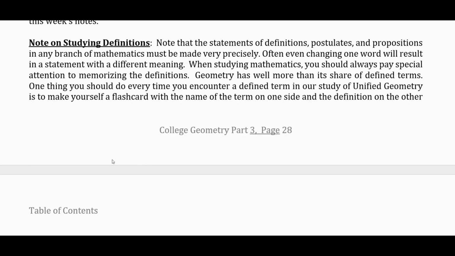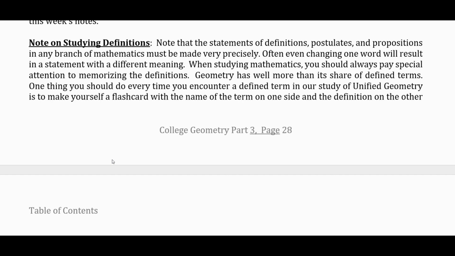So important note on studying definitions. Note that the statements of definitions, postulates, and propositions in any branch of mathematics must be made very precisely. Often even changing one word will result in a statement that has a different meaning. When studying mathematics, you should always pay special attention to memorizing the definitions. And geometry has well more than its fair share of defined terms.